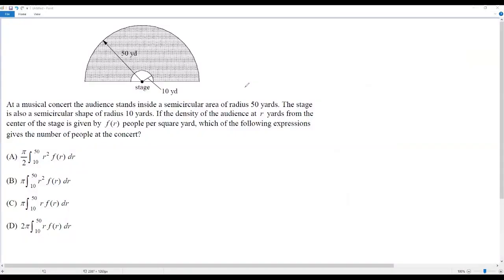Here we have an AP Calculus AB problem. Okay, let's go to the question. At a musical concert, the audience stands inside a semicircular area of radius 50 yards. The stage is also a semicircular type of radius 10 yards.